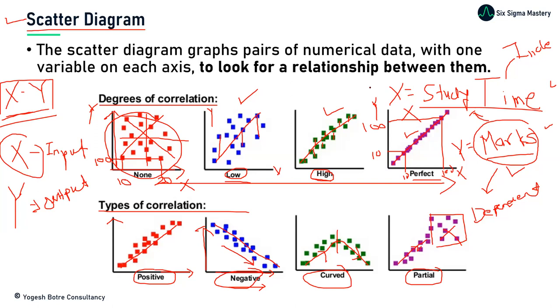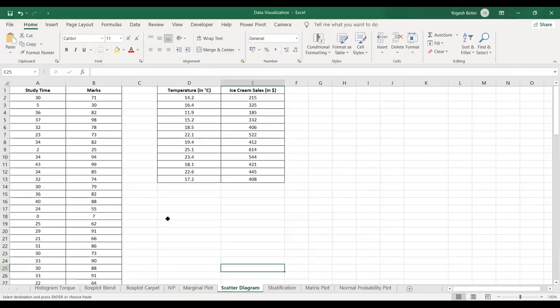Now just create this in Excel. For this, I have some data with me, and of course, this is the same data, study time and marks. I want to see if there is a relationship between study time and marks, yes or no. That is what I want to see. That is my objective.